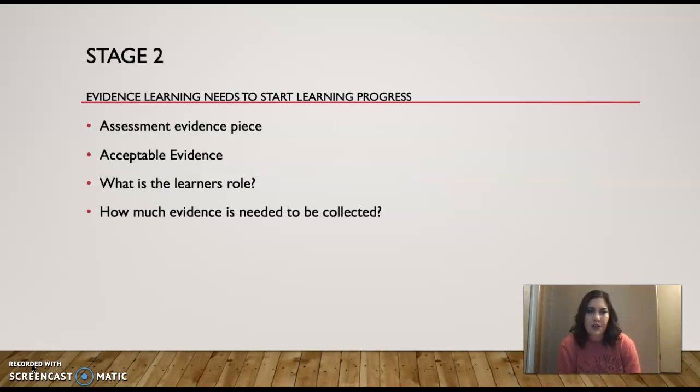Stage 2 is the evidence learning needs to show the learning progress. So assessment, evidence piece, acceptable evidence, and what is the learner's role? How much evidence is needed to be collected is what you're focusing on in the Stage 2 backward design process.